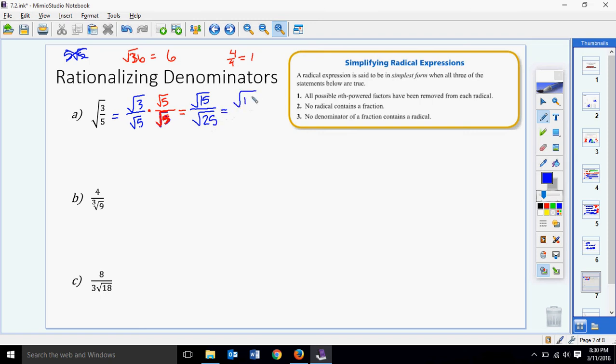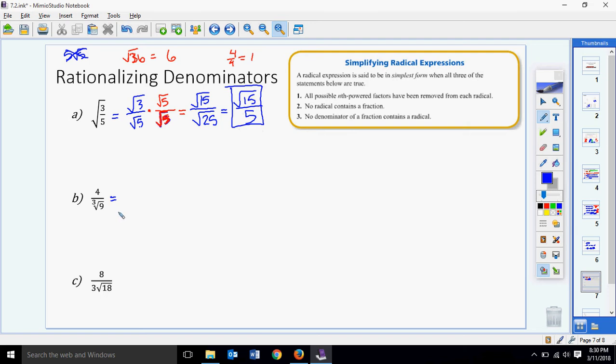Simplify this. I'm only concerned about the denominator. I'm not really worried about breaking down 15. So the square root of 25 is just 5. And now I'm good because I don't have a radical in my denominator. Also, there is no fraction inside my radical. There's only a number 15, so this is rationalized.